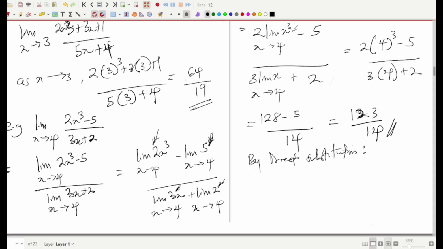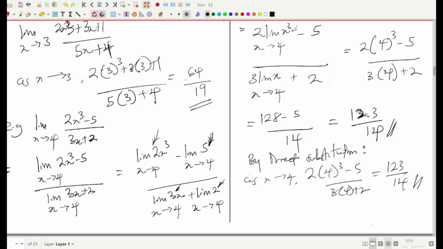So as x approaches 4, the expression becomes 2 multiplying 4 minus 5 divided by 3 multiplying 4 plus 2. We end up at 3 divided by 14. Yes, as simple as that. I think this is quite self-explanatory. Let's move on to the next concept to be understood.